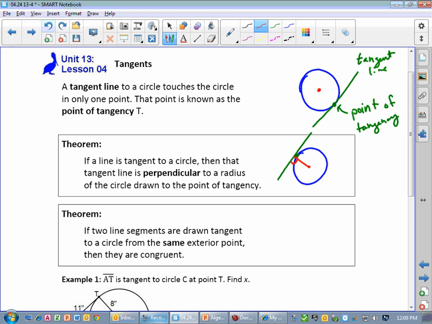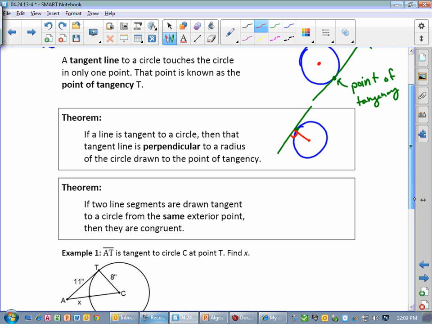The second theorem is if two line segments are drawn tangent to a circle from the same exterior point, they are congruent. So go ahead and draw a circle. And let's draw a point outside that circle. I'll draw one over here. I'm going to call that point A.